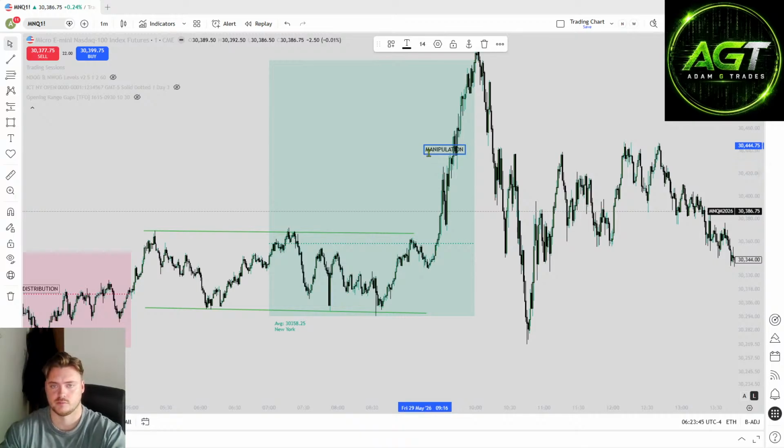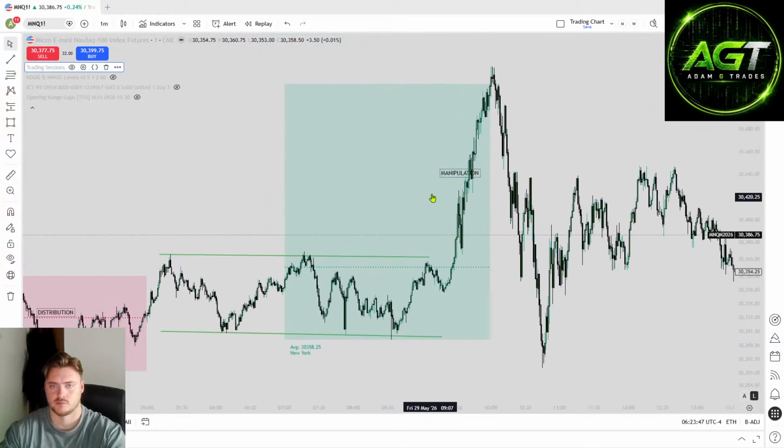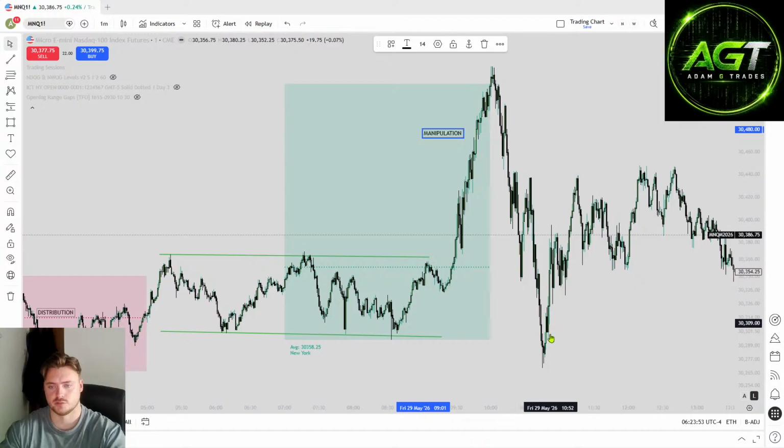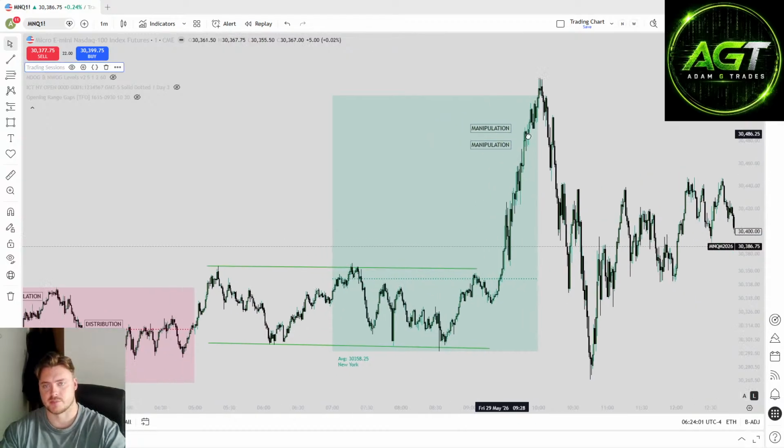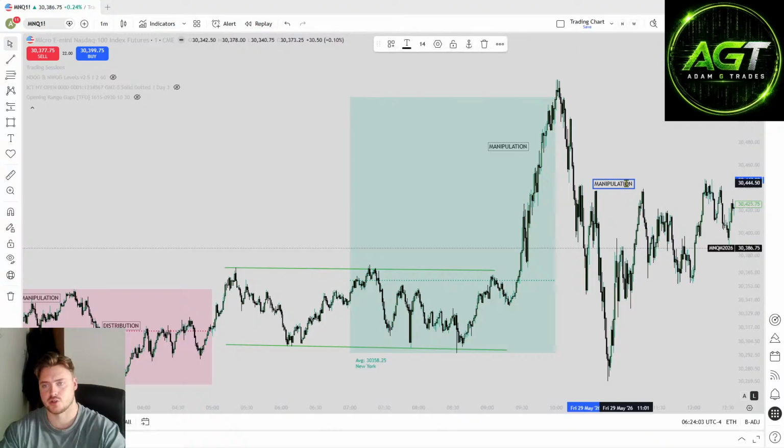Manipulation. Go to all-time highs. And then what? Distribution. Taking out the lows. So be mindful of this concept, and it does help advance your trading because you can anticipate the manipulation and distributions so that you don't get caught up trying to hold positions too long.